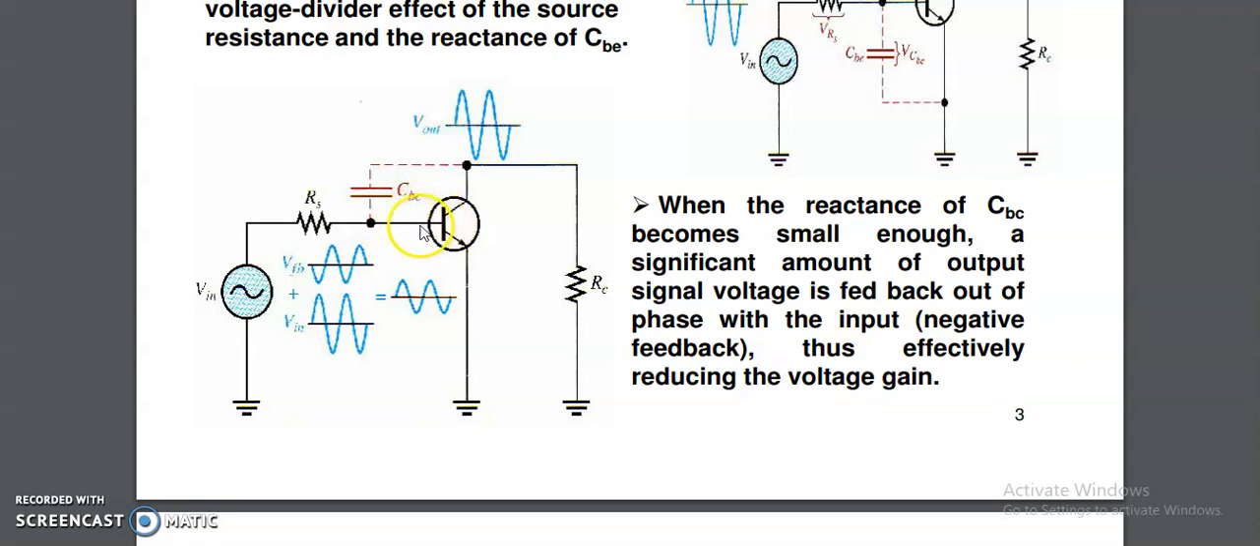Whenever the input signal decreases, whenever IB decreases, then automatically IC also decreases, because IC is equal to beta times IB. Whenever IC decreases, the voltage drop across RC, or the output voltage, also decreases. It leads to a decrease in the voltage gain. That means the Miller capacitance will show an impact in the common emitter configuration.